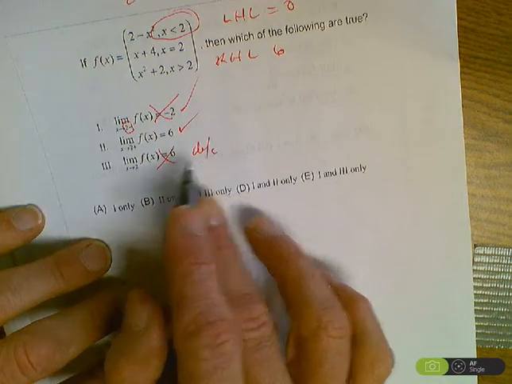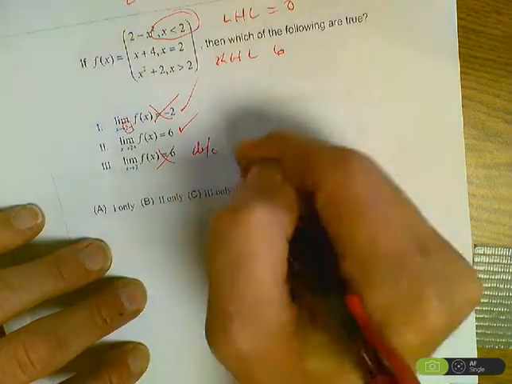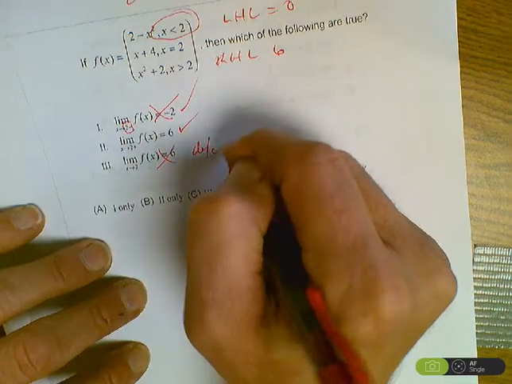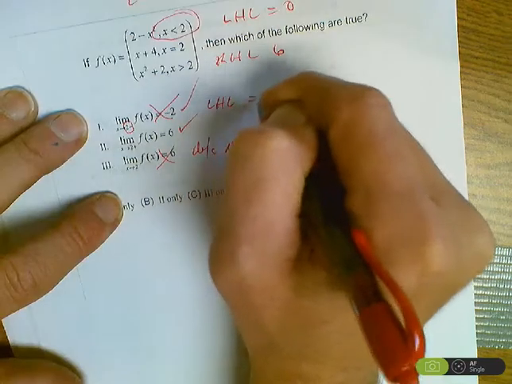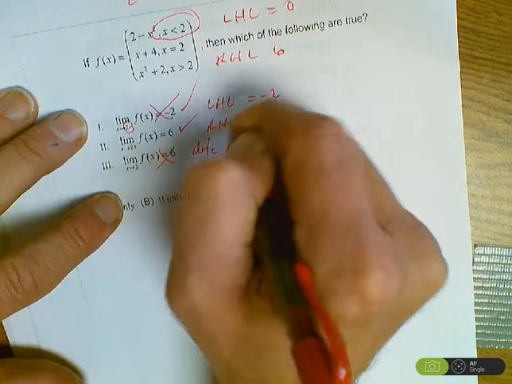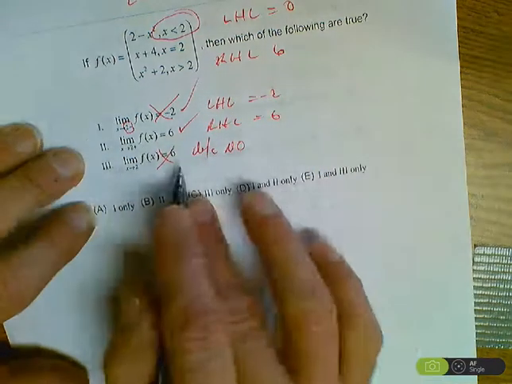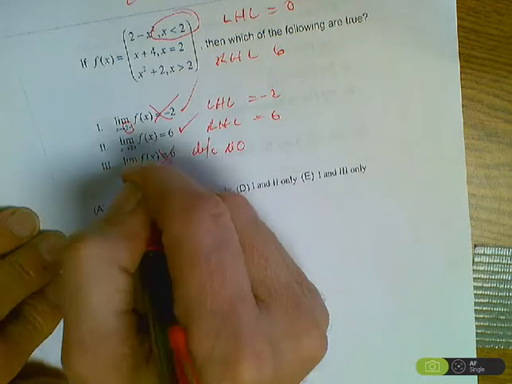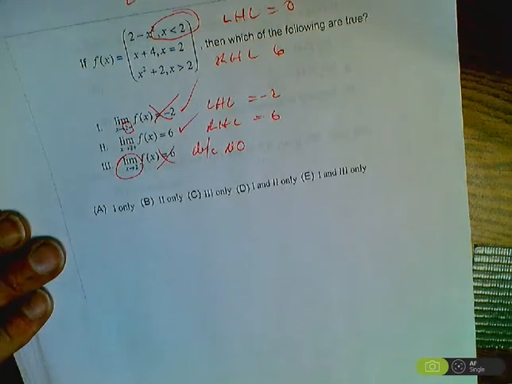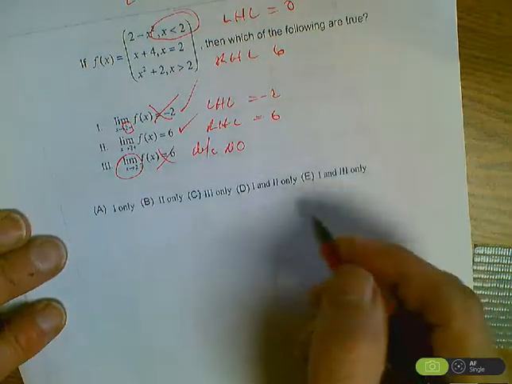So number 6. Does the left-hand limit equal the right-hand limit? No. This is the left-hand limit. Left-hand limit is equal to negative 2. The right-hand limit is equal to 6, but the left-hand limit does not equal the right-hand limit, so the limit is not 6 there. So 1 and 2 are true only. D. Next problem.